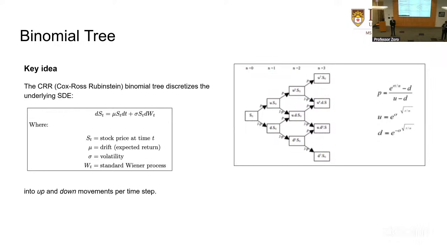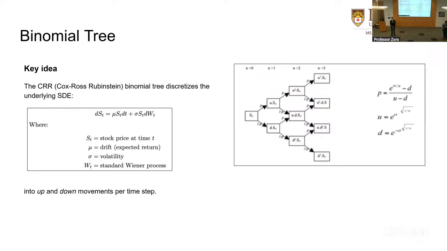As you can see on the graph on your right side, S0 will be your price at time 0. And what we do here is, instead of using a continuous SDE, we try to discretize into small time steps, where you can go either up or down with values. You will be e raised to sigma times square root of t over n, where t corresponds to your time to maturity, n is the number of time steps you want, and sigma is the volatility.